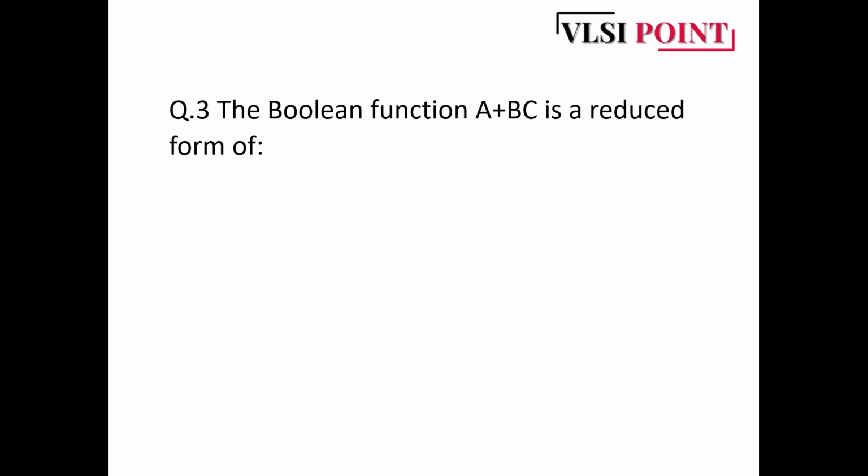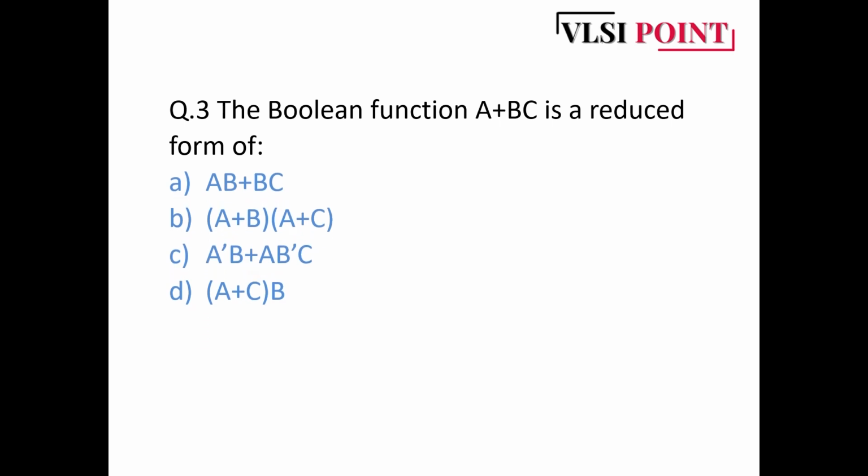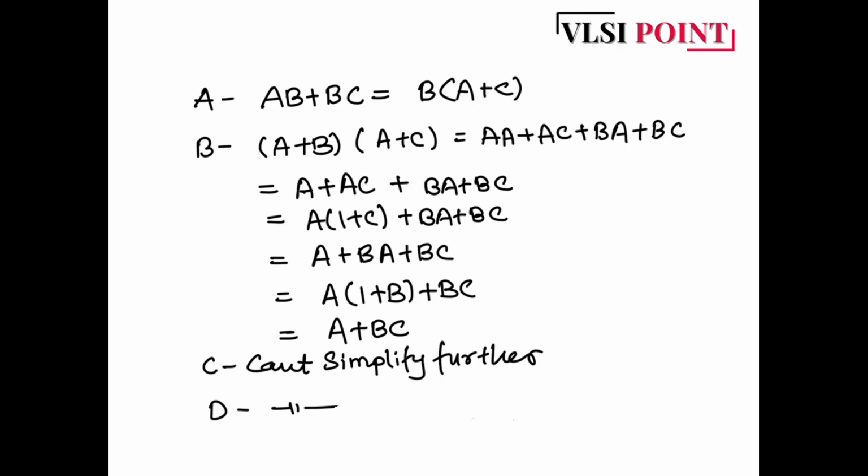The Boolean function A + BC is a reduced form of: AB + BC, (A + B)(A + C), A'B + ABC', or (A + C)B. So basically we have to solve all these equations they have provided in the options, and we have to see which option gives the function A + BC. We will take each and every option and try to simplify it. If it matches A + BC, that's your answer. Those are the options I have taken, A, B, C and D.